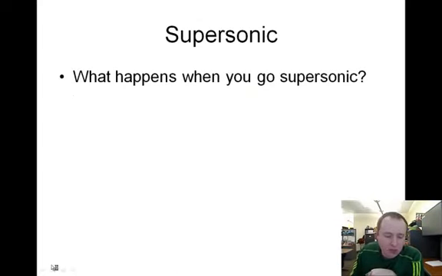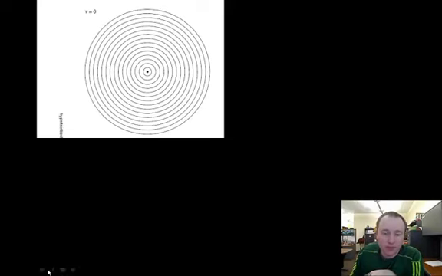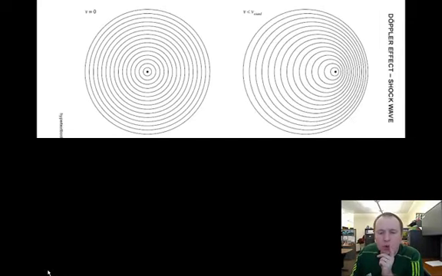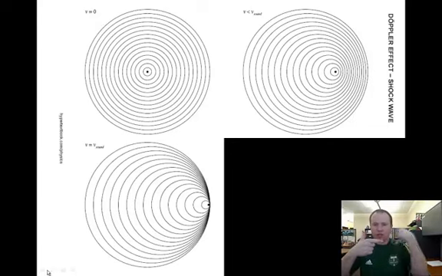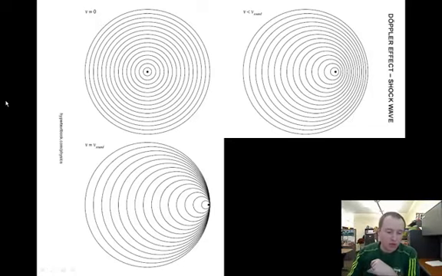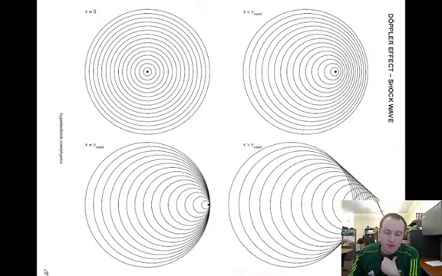Supersonic. What happens when you go supersonic? Ready? Here's you sitting still. Look at all that sound emitting. Here's you moving forward. It gets piled up. Look behind you. It's a little bit stretched out. If you're going the speed of sound, you emit a wave at the same time that you emit the next wave, but you're catching up to all those waves you've made. So what are all those waves doing? They're all piling up. You have this huge pressure front at the peak right there at the speed of sound. What happens when you go faster than the speed of sound? Crazy stuff.